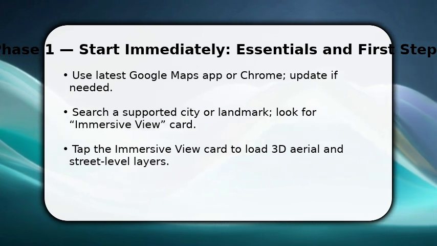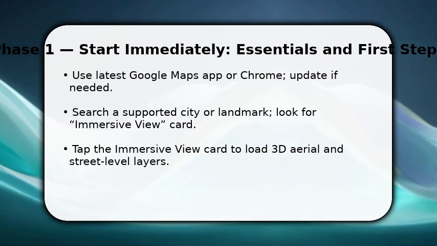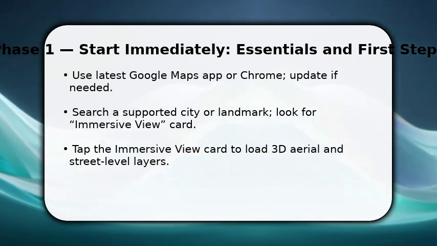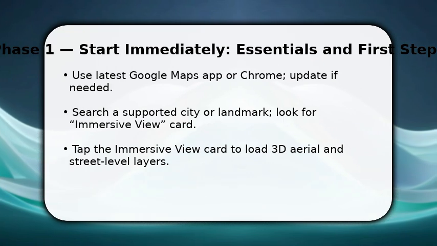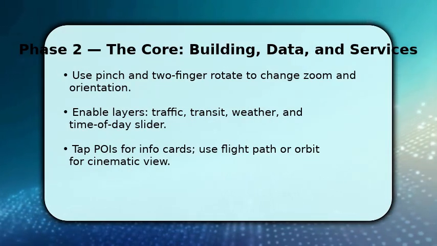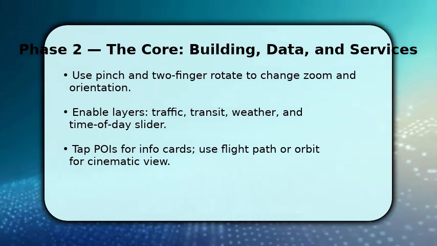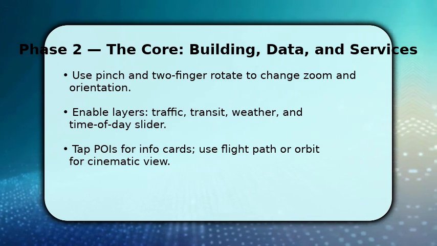High-res textures stream. As it loads, watch the progress indicator. This prepares the 3D models and live weather overlays, so you can inspect angles and lighting accurately. Once the immersive view is loaded, use pinch and two-finger rotate gestures to set your zoom and orientation quickly. This gives you the perspective you need.